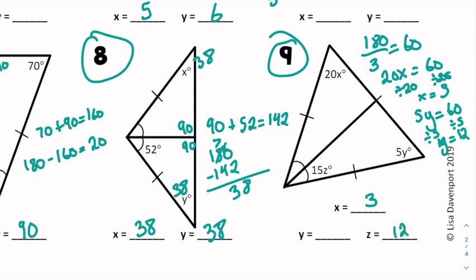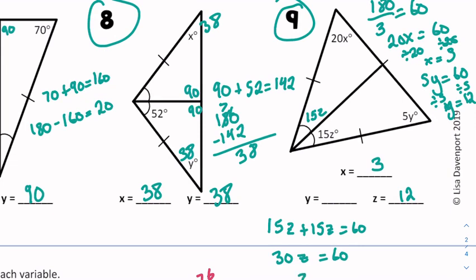All right, now for this third angle here, this 15z, notice this 15z is just for half of this angle. There is another 15z here. So in order to set this equal to 60, I have to add them together. 15z plus 15z equals 60, which means that 30z equals 60. I divide both sides by 30, and I get z equals 2. Oh, and I just realized I wrote that 12 in the wrong spot. Y equals 12 and z equals 2.